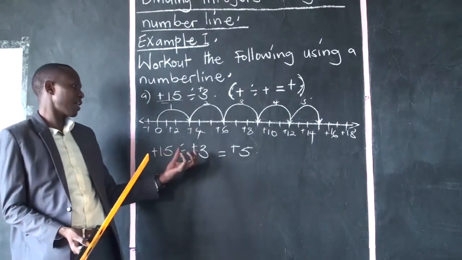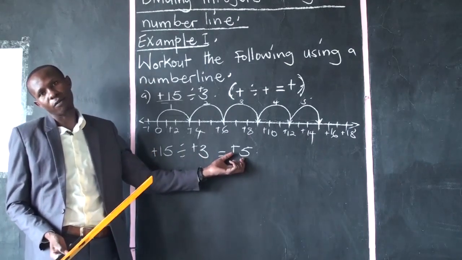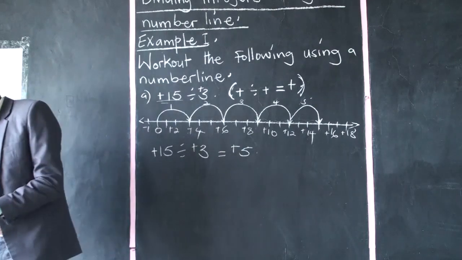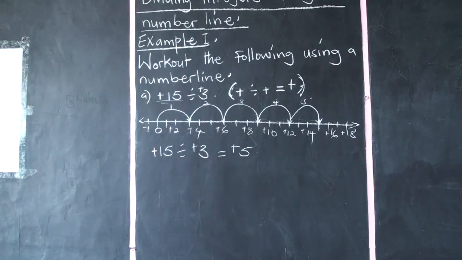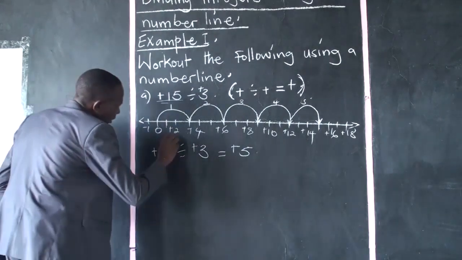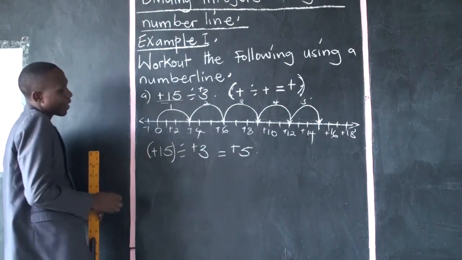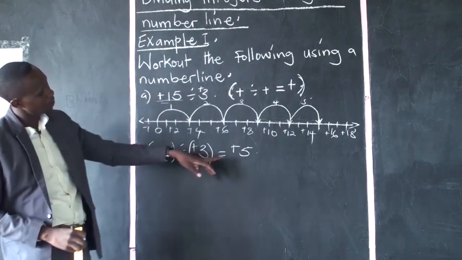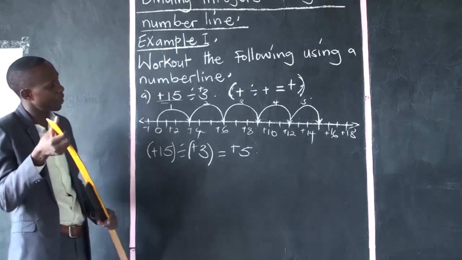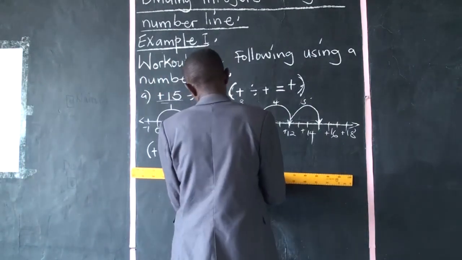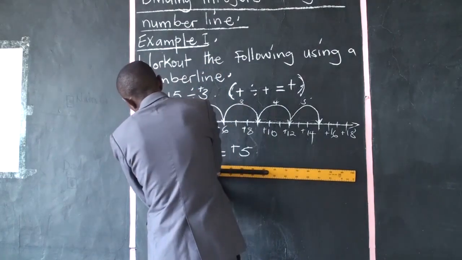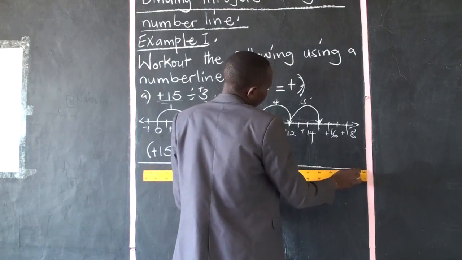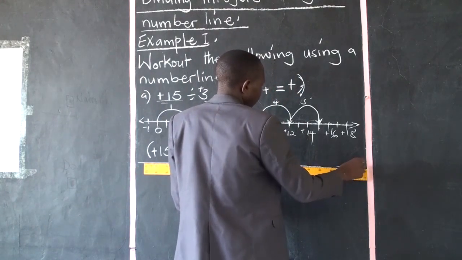So when you have 15 divided by 3, it will give us 5. That's why you have seen 5 intervals. 5 intervals were obtained from there. Meaning that if I have positive 15 divided by positive 3, my result will be 5. I'll have to underline my answer.